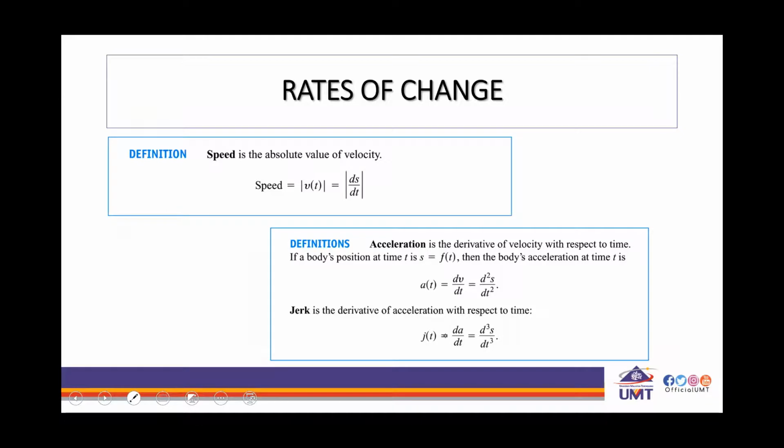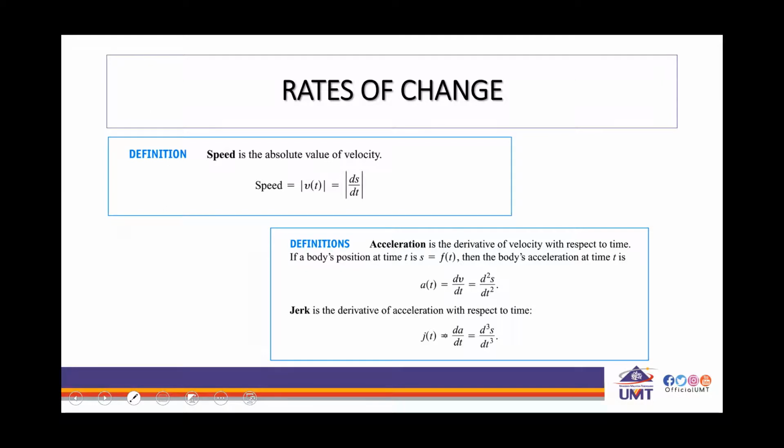So speed is the absolute value of velocity. Speed equals the absolute value of v of t, which is the absolute value of ds over dt. Because obviously, speeding means you go fast, you don't go slow, so the change is always in the positive manner.